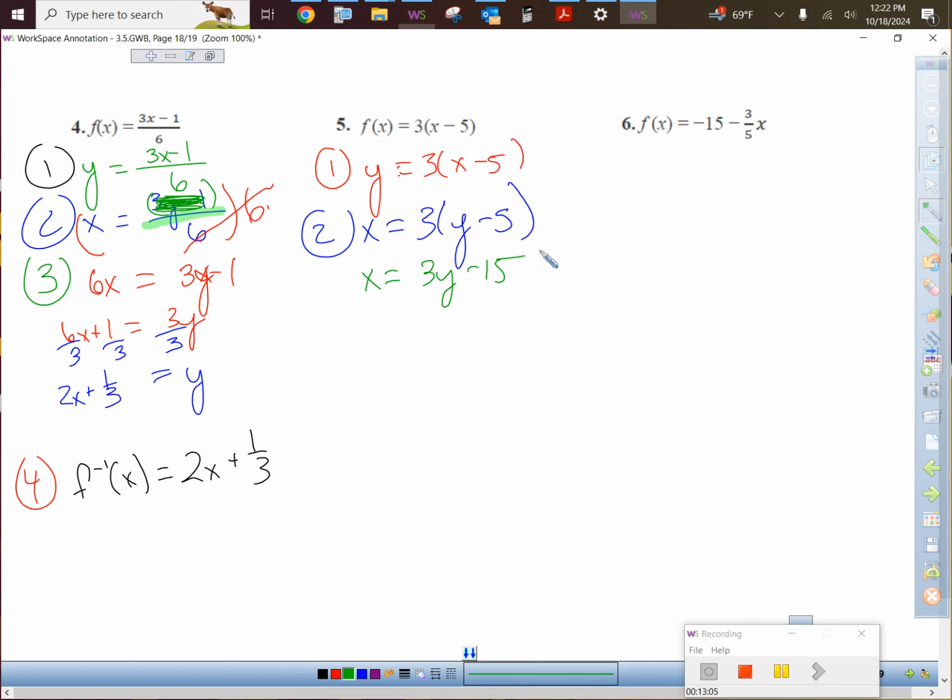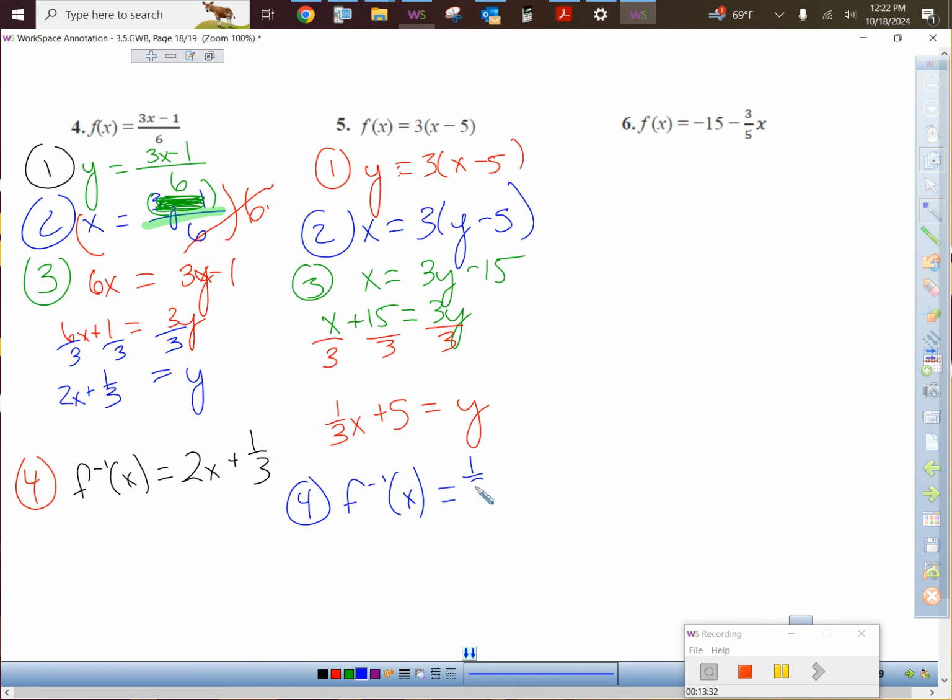Then we add 15 to both sides. So this is step 3, sorry. Plus 15 equals 3y. And then we've got to divide every term by 3, which was pretty nice. That's 1/3 x plus 5 equals y. And then finally, f inverse of x equals 1/3 x plus 5. So there we go right there.